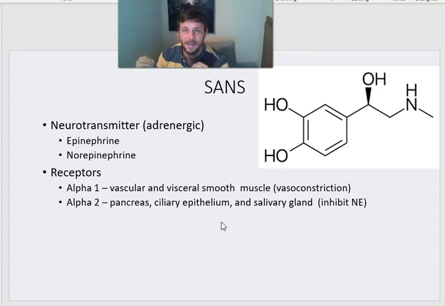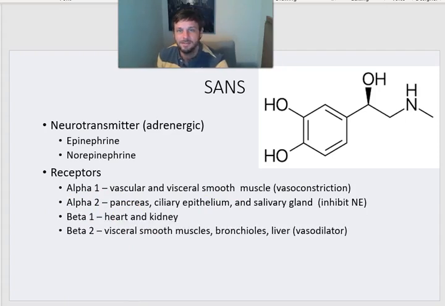And that tells that adrenergic neuron, okay, we have enough norepinephrine out here. You can, like, calm down. We don't need to release any more. There's tons out here. And so alpha-2s act like a negative feedback mechanism.